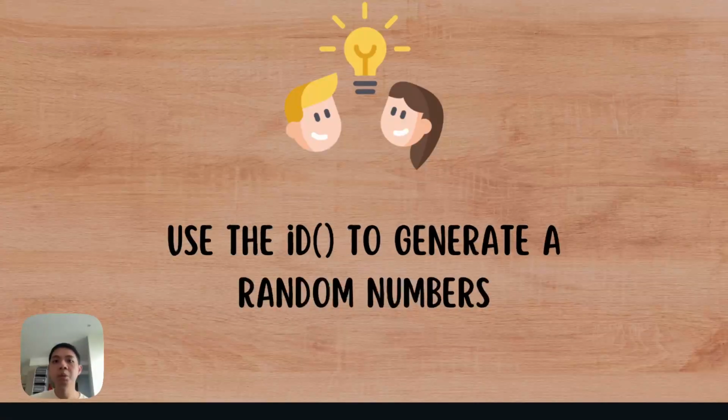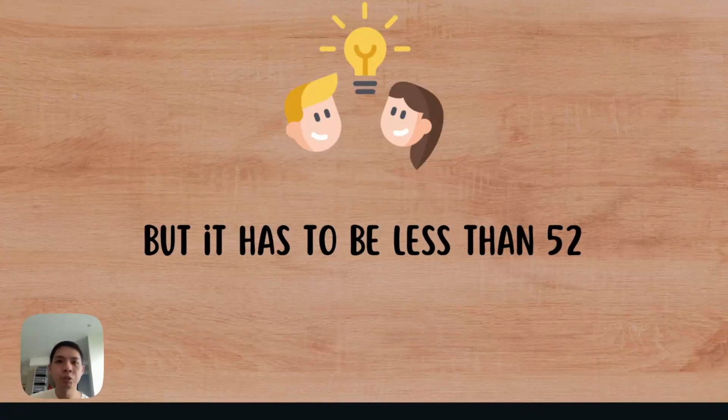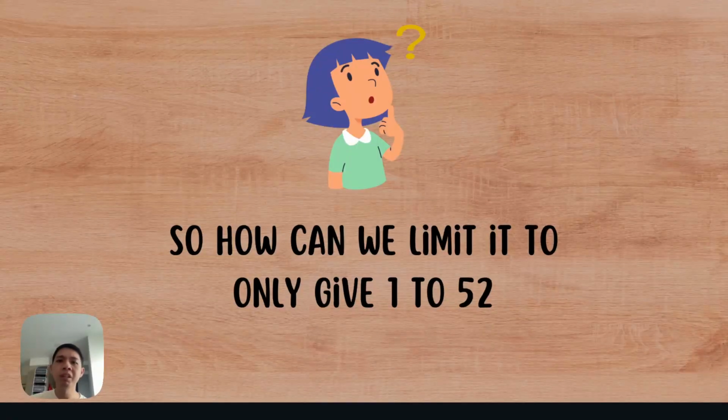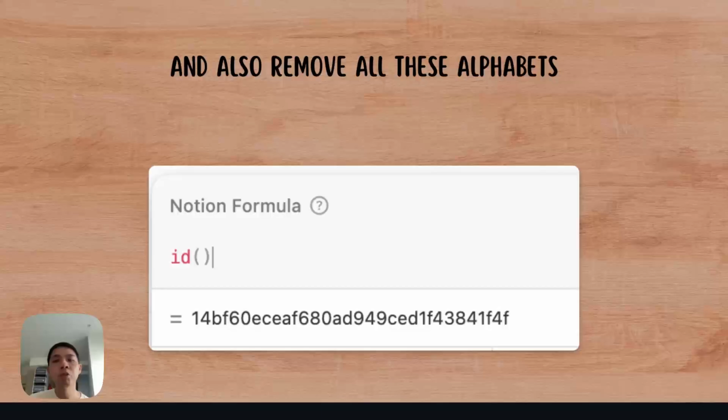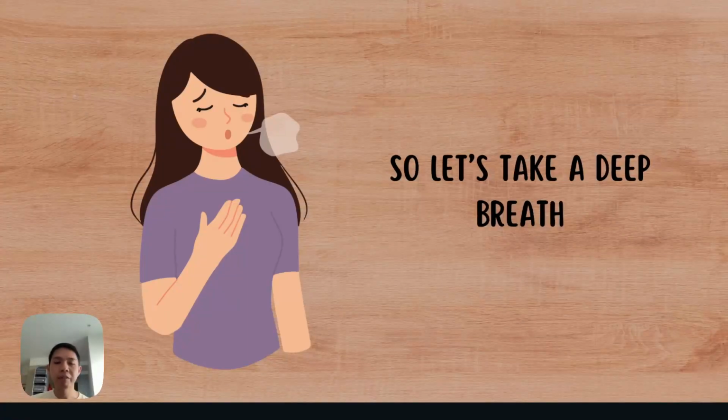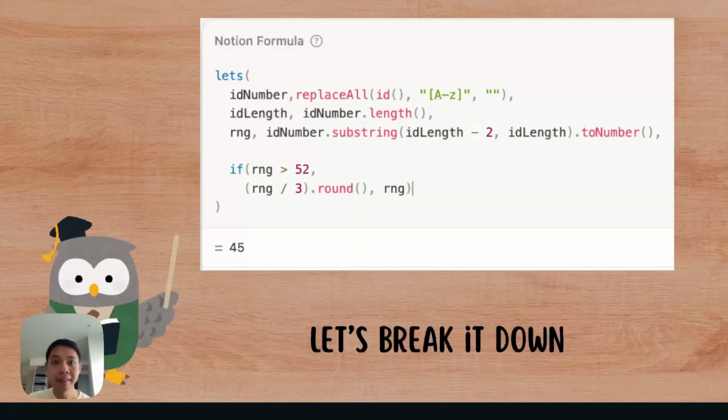Our plan is to use the ID to generate random numbers, but it has to be less than 52, because in blackjack you only have 52 cards. So how can we limit it to only give 1 to 52 and also remove all these alphabets, because we only want numbers? This is the formula to achieve this. I know it's complicated. I know. So let's take a deep breath and let's break it down.